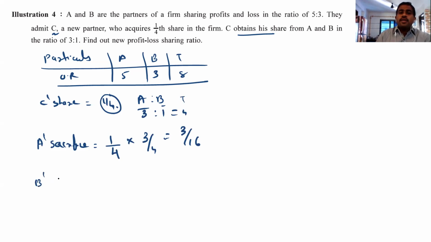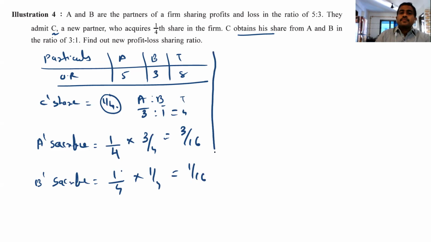The same way B's sacrifice. B's sacrifice is 1 by 4 into 1 by 4, which C has to get. Now B is ready to give 1 by 4, that is 1 by 16. So let's see. Find the new ratio. We are going to find the new ratio. So what is the formula? New ratio is equal to old minus sacrifice.